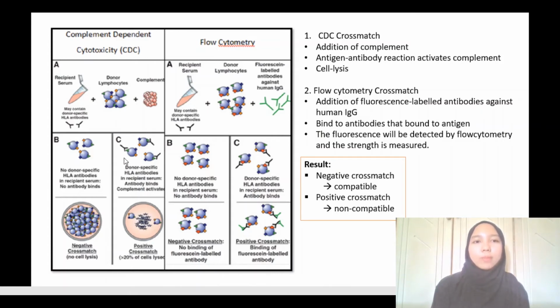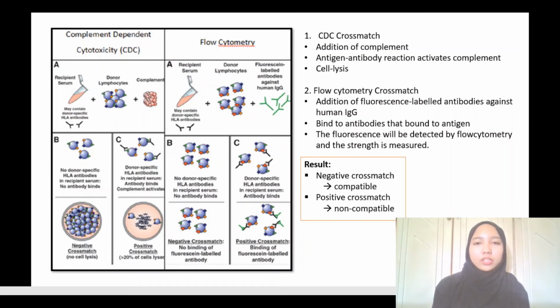For CDC, complement is added. This complement will be activated if there is antigen-antibody reaction, because it is to detect the direct binding of antibody to lymphocyte. And if the complement is activated, it will result in cell lysis, so the result of cross-match will be positive. If there is no donor-specific HLA antibodies in recipient serum, the complement will not be activated and there is no cell lysis, so the result will be negative.